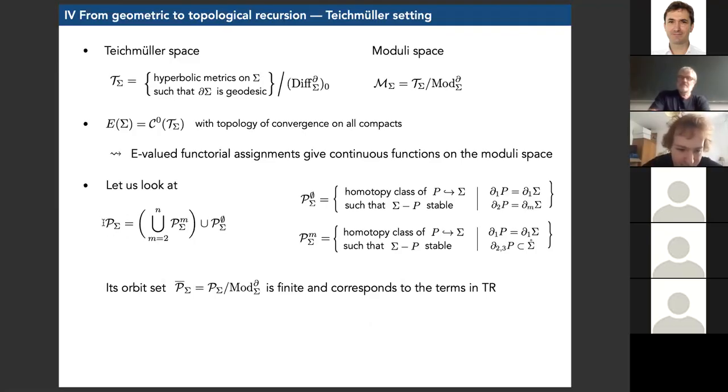So you have this set P sigma of homotopy classes of pairs of pants, which are embedded so that when you remove it, this is stable, and it's bounding the first boundary of the surface. This set is countably infinite. And if you divide by the mapping class group, you find back some other class, not of homotopy classes, but diffeomorphism classes. And you are back with a set of terms of the topological recursion that we have seen at the beginning.